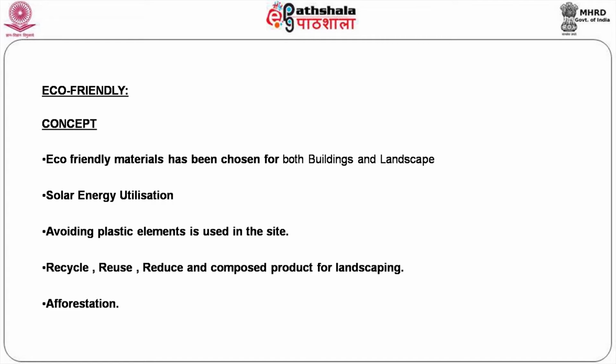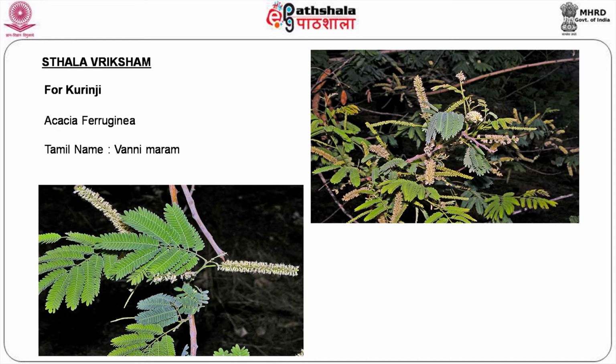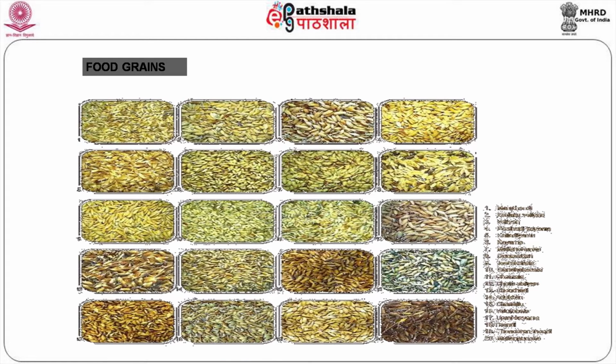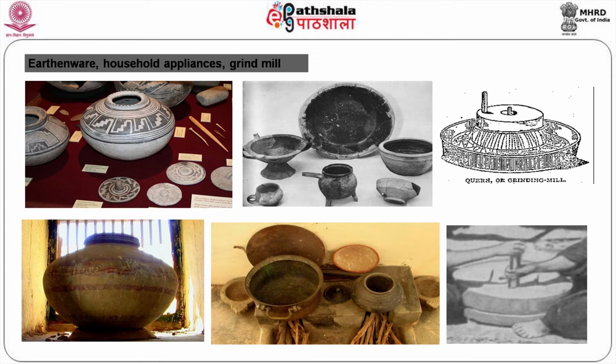Then from there, we are taking eco-friendly materials, solar energy use, plastic banning, recycle, reuse, reduce, and afforestation. These are the basic five points used in the project. And then we are talking about the different plant materials of Kurinji, different grains of Kurinji, different utensils used by the people 2000 years back.